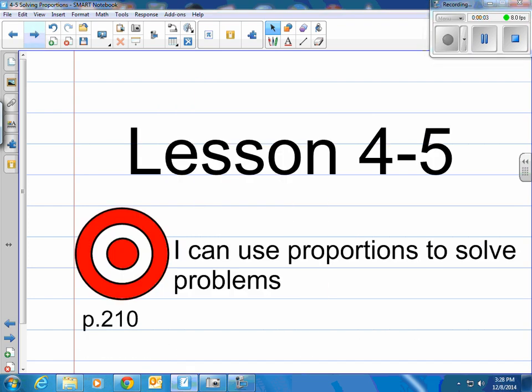This is lesson 4-5 in your books on page 210. I can use proportions to solve problems.